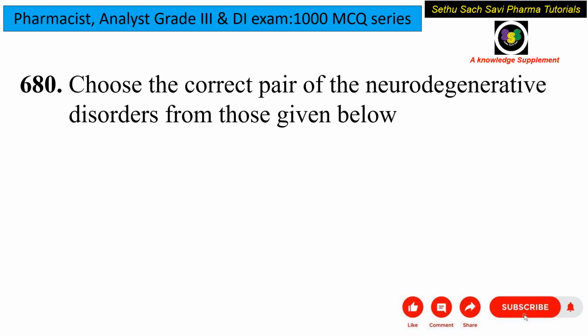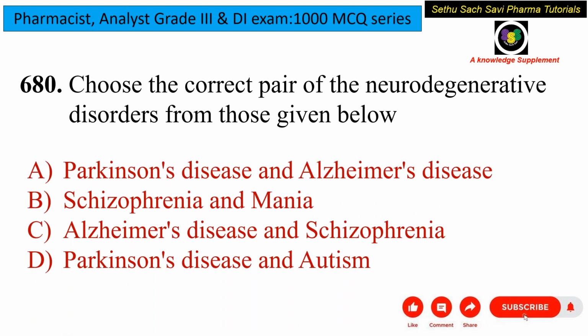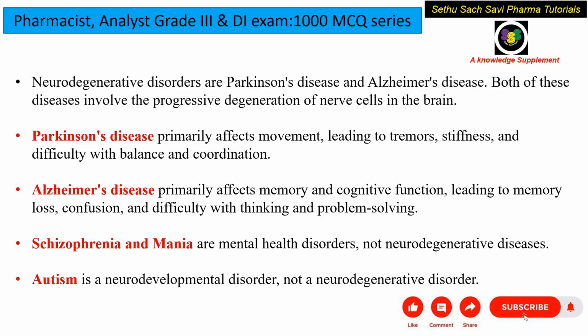Choose the correct pair of the neurodegenerative disorders from those given below. Now let's see. Is it Parkinson's disease and Alzheimer's disease, schizophrenia and mania, Alzheimer's disease and schizophrenia, or Parkinson's disease and autism? So we have to choose which is the neurodegenerative disorder among these. So it is very clear. Parkinson's and Alzheimer's disease. The neurodegenerative diseases are the diseases which lead to the progressive degradation or degeneration of the nerve cells present in the brain.